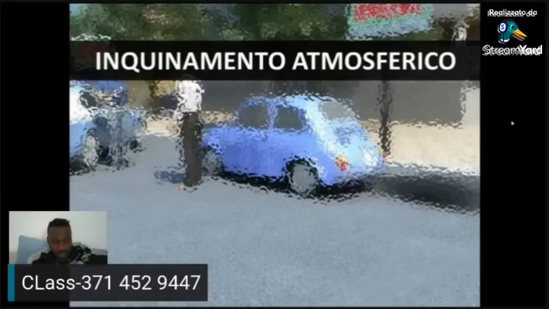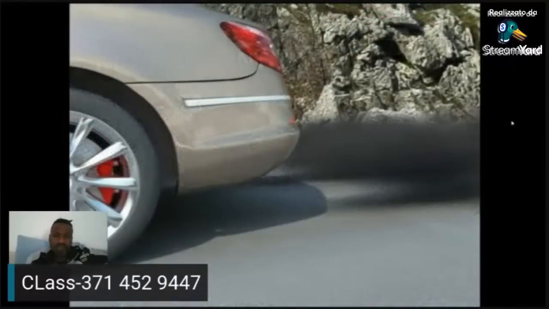Inquinamento atmosferico, which is the contamination of the atmosphere. Let's see the contamination. What can contaminate the air? When the exhaust pipe is very, very dirty and the smoke is black, it pollutes the atmosphere. When the police catches us, they will give us a serious multa. Why? Because of the pollution of the air.